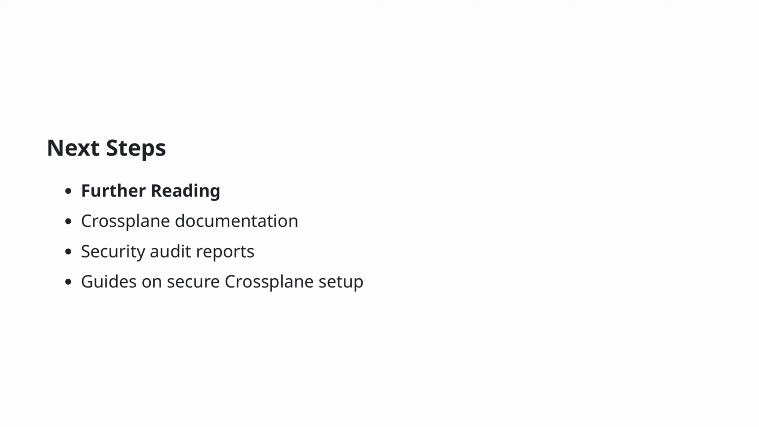In this section, we focus on actionable steps you can take moving forward. It's essential to keep up to date with the latest information and best practices around Crossplane. I recommend exploring the Crossplane documentation for detailed insights into the platform's capabilities and configuration guidelines. Additionally, refer to security audit reports to understand any vulnerabilities and the measures taken to mitigate them. These documents provide valuable lessons learned from real-world scenarios. Lastly, make sure to consult guides on setting up Crossplane securely. These guides offer specific instructions to ensure that you implement robust security settings from the onset.